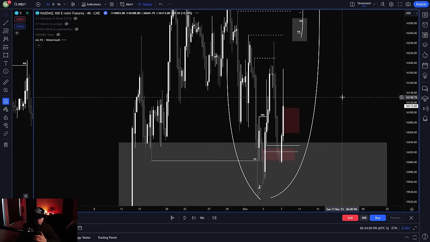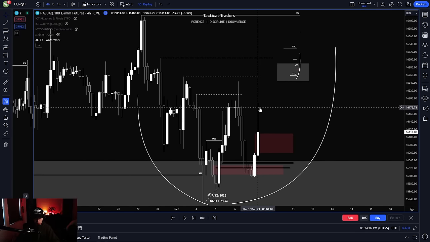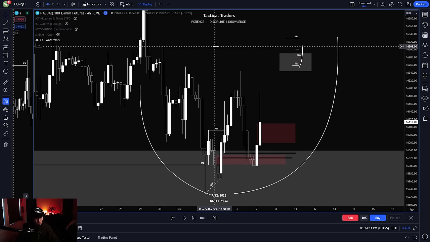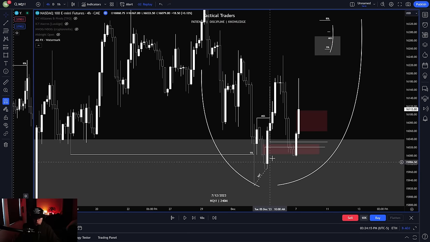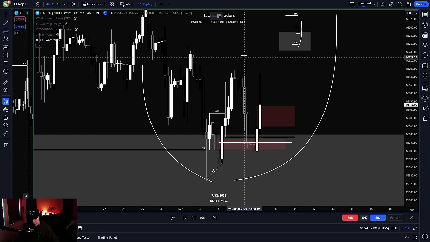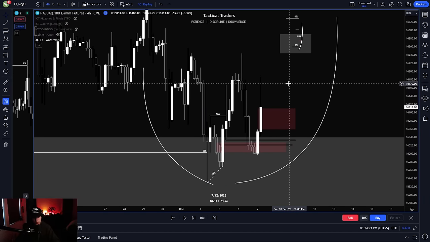So if my bias is bullish here, I have a recognition of the bigger time frame model, right? Let me try to clean it up a little bit here. SMT at the lows, market structure shift, pulled back to, where do you think? Discount. Also, where do you think we're pulling back to? The bigger time frame inefficiency, right?